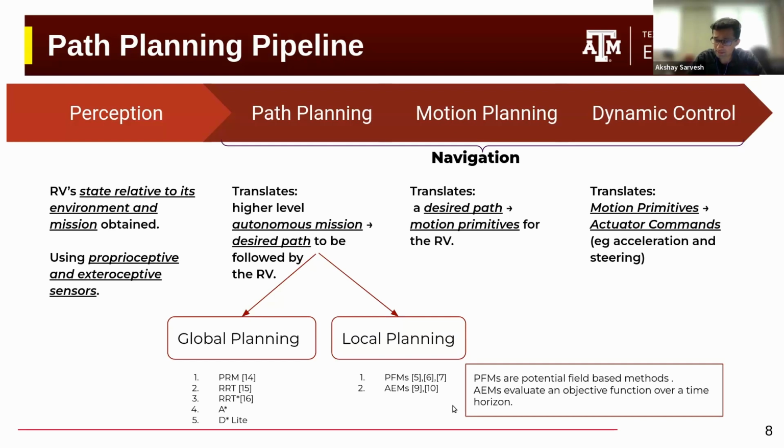Potential field methods, again, like I said, are methods where the objective is to minimize a cost function. And in navigation, the cost function could be to minimize the distance between the goal and the current location of the robot. Active exploration methods also work in a similar context. They evaluate an objective function over a time horizon. And this is an example of a receding horizon controller.